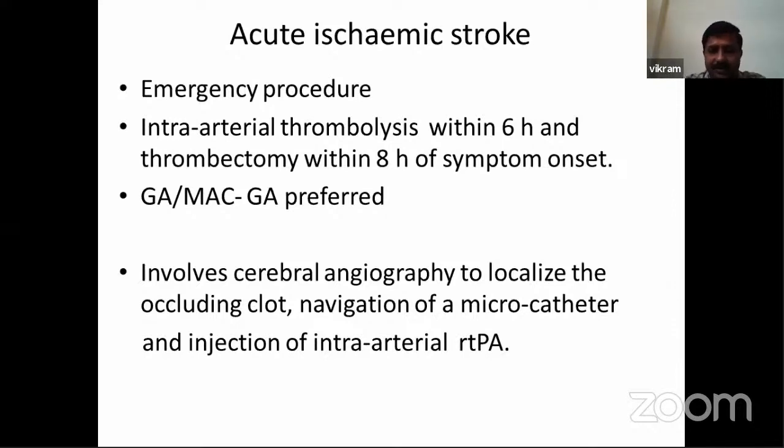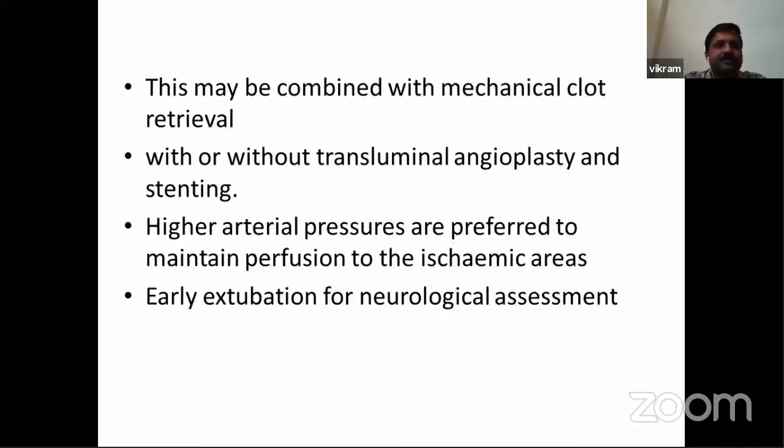The procedure involves cerebral angiography to localize the occluding clot, navigation of a microcatheter, and injection of intra-arterial thrombolytics. Commonly used is tissue plasminogen activator. This may be combined with mechanical clot removal, with or without transluminal angioplasty and stenting. Here again, higher arterial pressures are preferred to maintain perfusion to the ischemic areas of the brain. Early extubation is preferred so that you can do a quick neurological assessment.